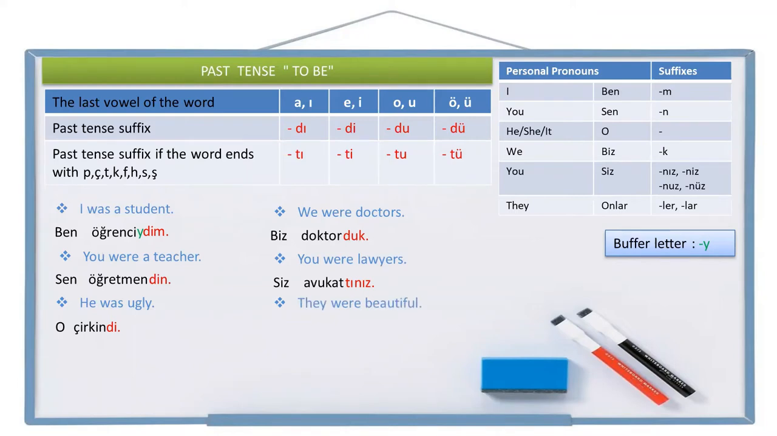They were beautiful. Doctors and lawyers were nouns. Beautiful is an adjective, but the rule is the same. Let's write person pronoun they first. Onlar. Beautiful, güzel. Were beautiful, güzeldi. And the person pronoun suffix to the end. Güzeldiler. Onlar güzeldiler. They were beautiful.